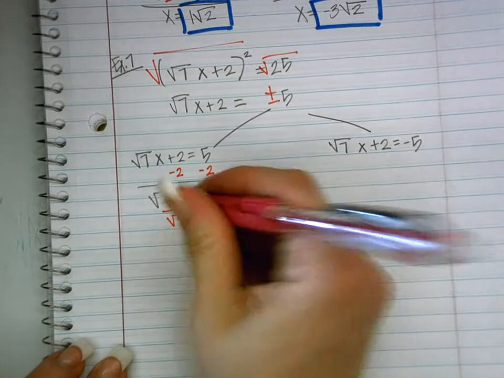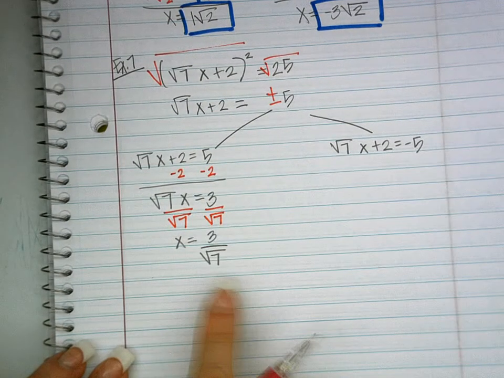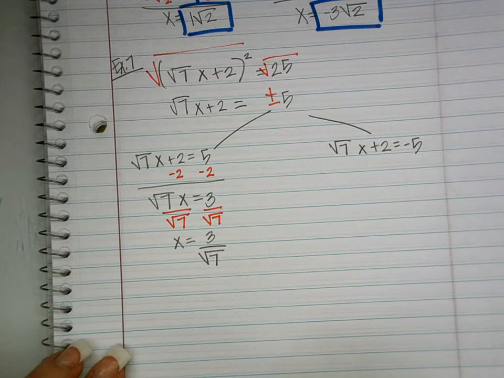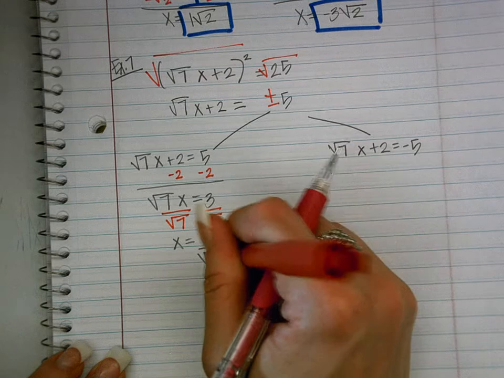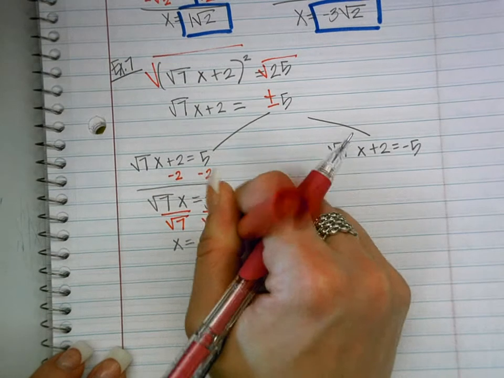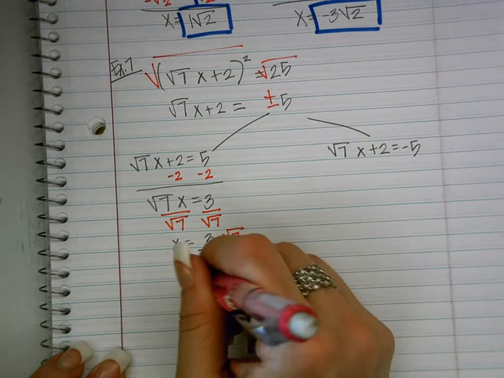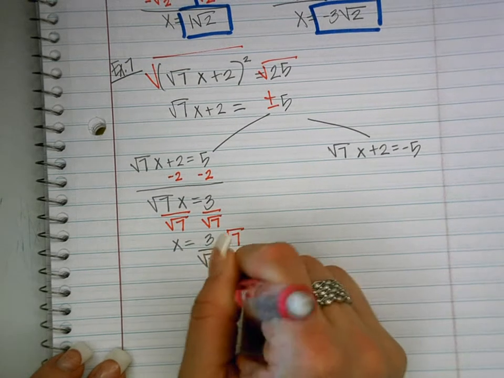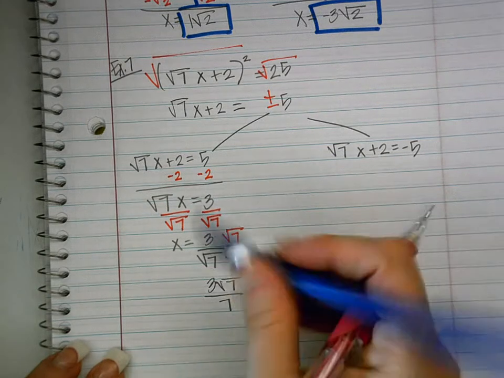Are you done though? What is wrong with that answer? Can't have a root on the bottom. So to rationalize it, what do you have to multiply the top and bottom by? By the root 7. Okay, so that's why this one is obviously a little bit more difficult, because you have to rationalize. So that would give you 3 root 7 over a whole 7. You're half done. That's one answer.